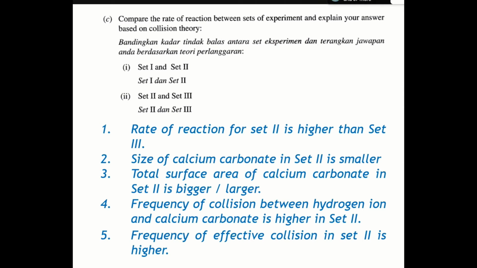In a table means they build a table: rate of reaction, set one, set two, or two and three. What is the factor? The factor is the size of calcium carbonate. In the table, they only mention smaller and bigger. For total surface area of calcium carbonate, they only mention larger and smaller. Frequency of collision between the hydrogen ion and calcium carbonate: set 2 higher, set 3 lower. Frequency of effective collision: set 2 higher, set 3 lower. They can also express their answer in table form. It depends on the way of answering questions, so both are acceptable. Okay, finish with question 8.